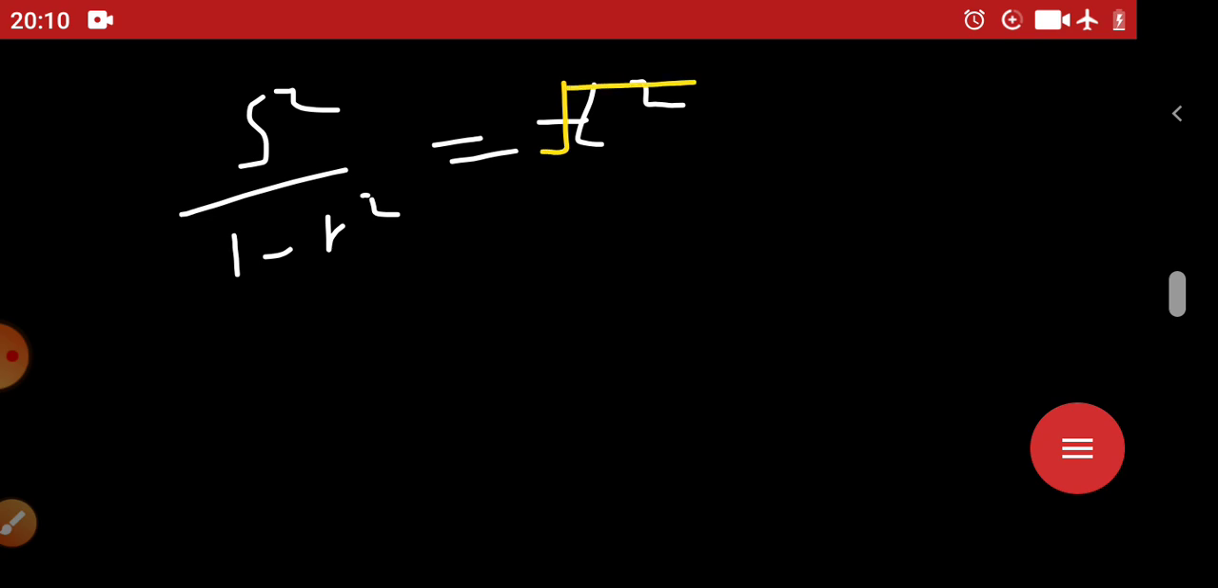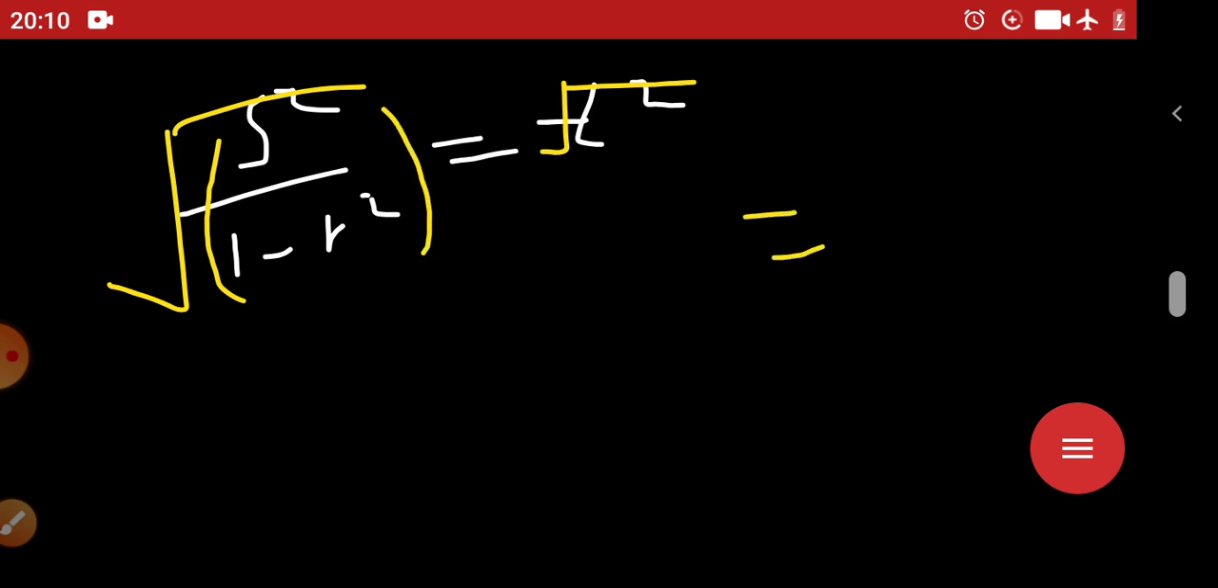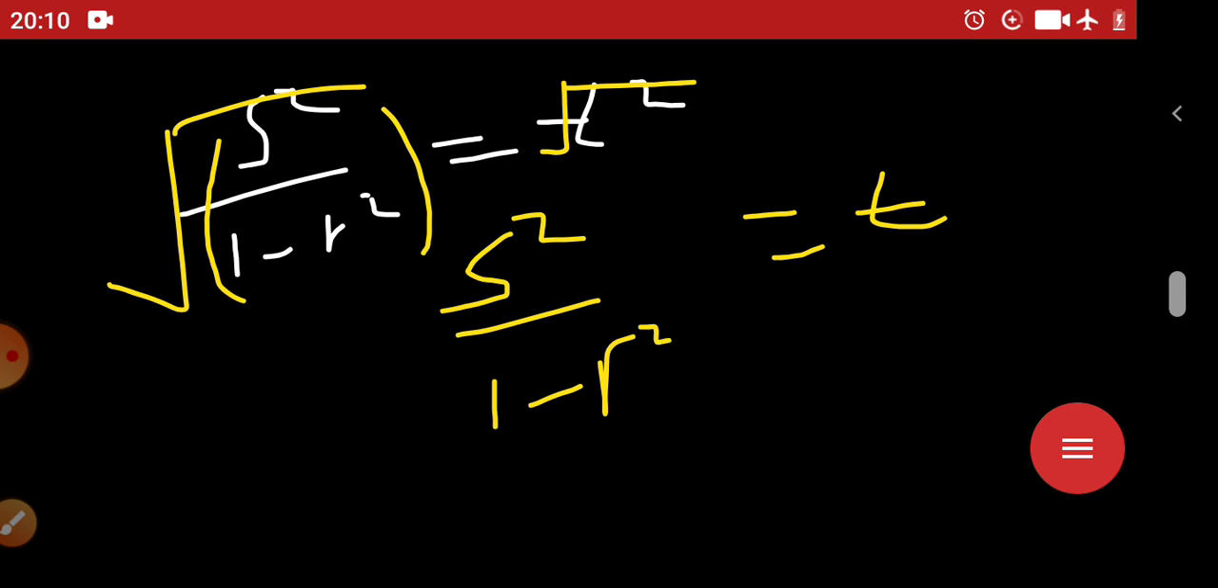So we remove the power 2 by taking the square root. We'll take the square root both sides. Remember, we're taking the square root of the whole thing here. So the right hand side will have t, and the left hand side will have the square root of s squared over 1 minus r squared. So we've made t the subject of the formula, which is the same thing as transposing.